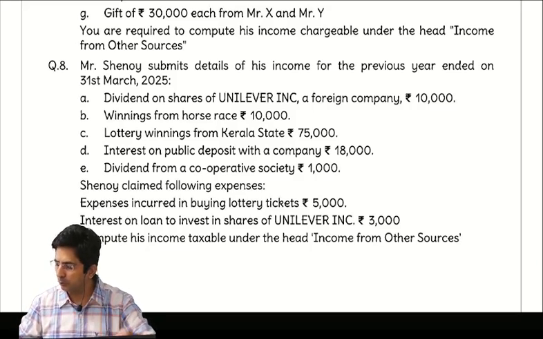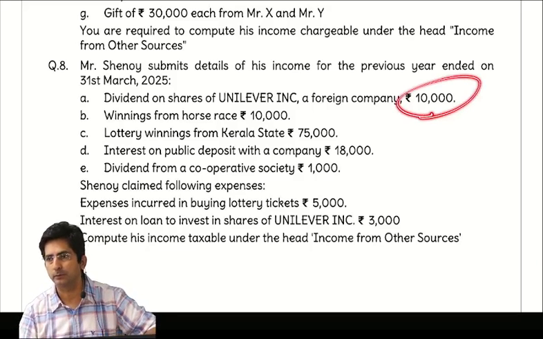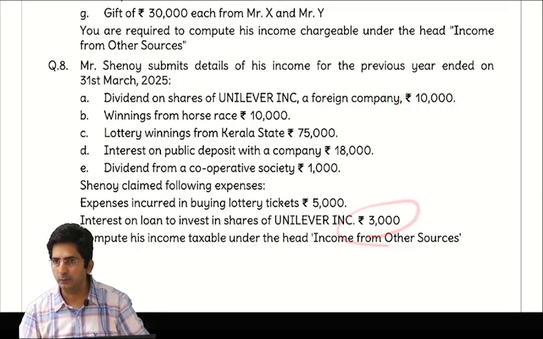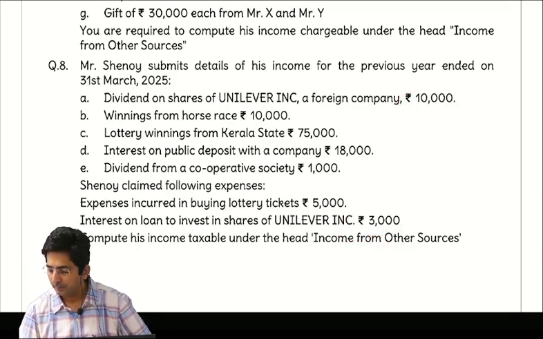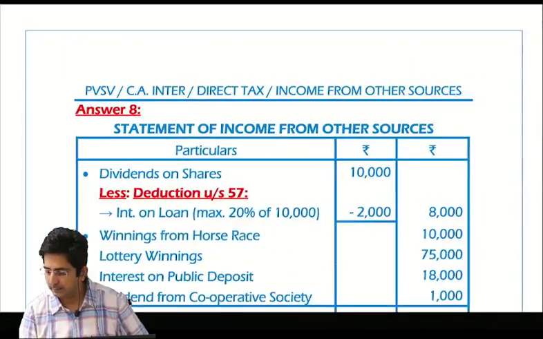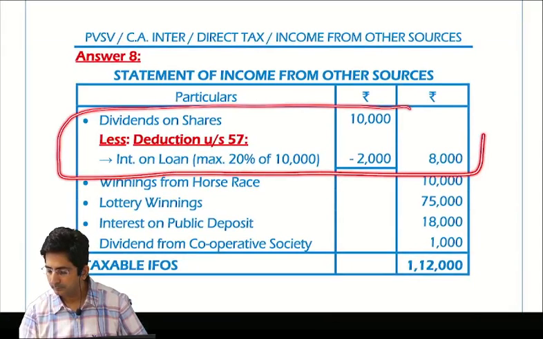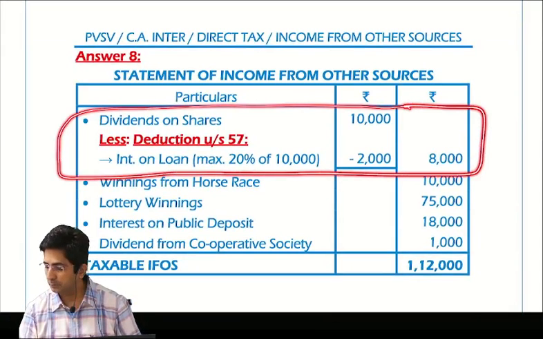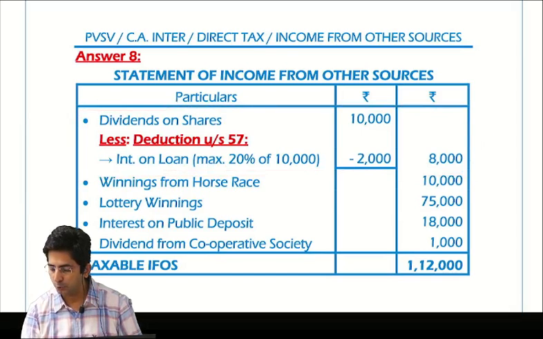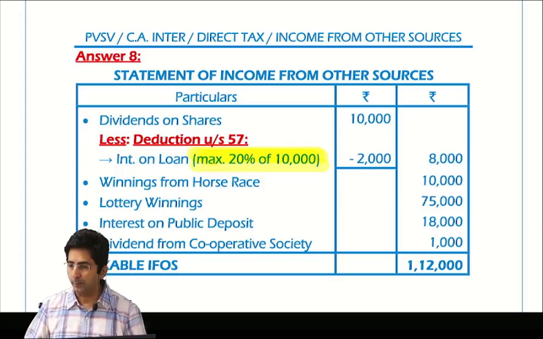That formula wise also it works. 20% was 2,000. Actual amount is 3,000. Whichever is lower, 2,000. Actually you don't need the formula, you can apply your common sense. So see, dividend how I have shown, look at this in the solution. Inner column 10,000, less deduction under section 57, 2,000. And in the bracket, you have to show your knowledge. What was my knowledge? Maximum 20% of 10,000.